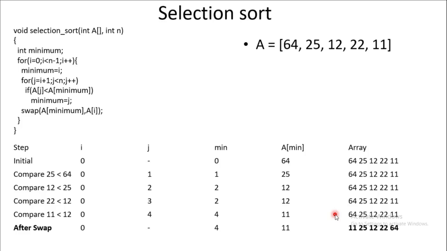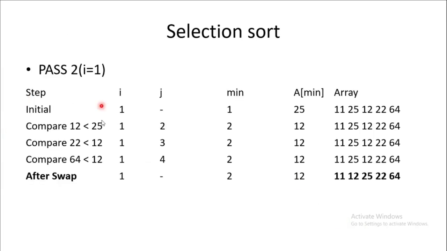Now if you observed in pass one, we were able to sort or place only one element at its proper position, that is 11. Okay, now we have to run the second pass. So in the second pass, the value of i will become 1.